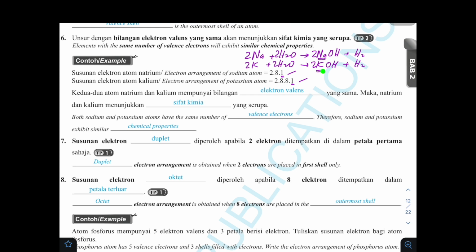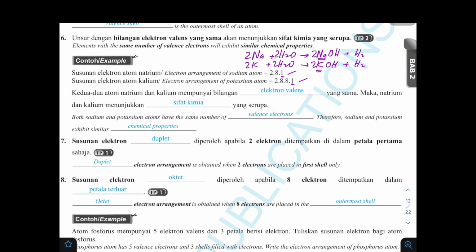Okay? Baik, nampak tak? Trend dia sama saja. Kalau saya ada atom yang lain, dia sama juga. Dia akan jadi atom tersebut, kita tambah OH belakang dia, tambah H2. Semua trend dia sama saja. Ini menunjukkan bahawa both atoms will have the same chemical properties.